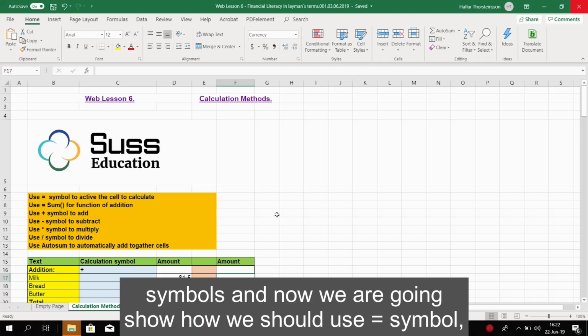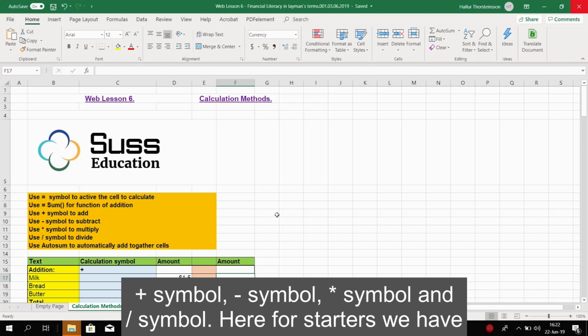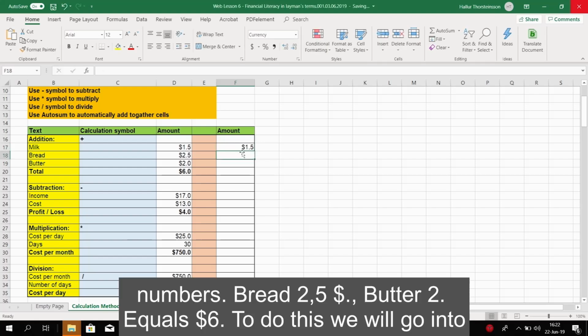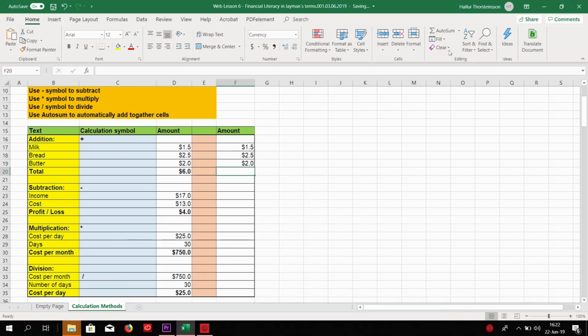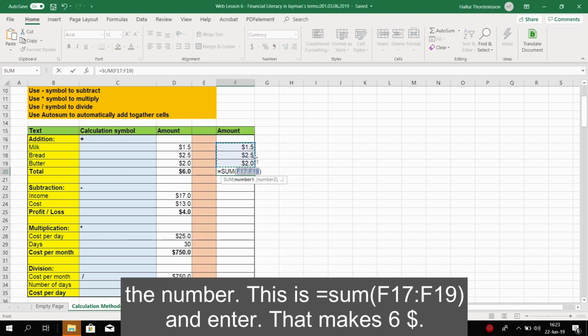We've gone over the symbols, and now we're going to show how we should use the equal symbol, plus symbol, minus symbol, multiplication symbol, and divide symbol. Here, for starters, we have a small frame, and it's addition first. $1.5 milk. These are all guessed numbers. Bread, $2.5. Butter, 2 equals $6. To do this, we'll go into AutoSum. And you can see there is a little blue box that goes around the number. This is equals sum F17, F19, and enter. That makes $6.